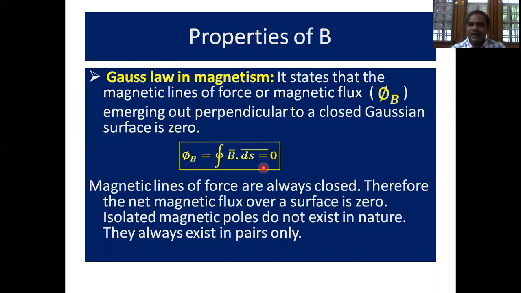Since the magnetic lines of force are always closed curves, the net magnetic flux over a surface is always 0. That means isolated magnetic poles do not exist in nature. Magnetic poles always exist in pairs. So isolated or individual magnetic poles do not exist in nature. This is the physical meaning of Gauss law in magnetostatics.